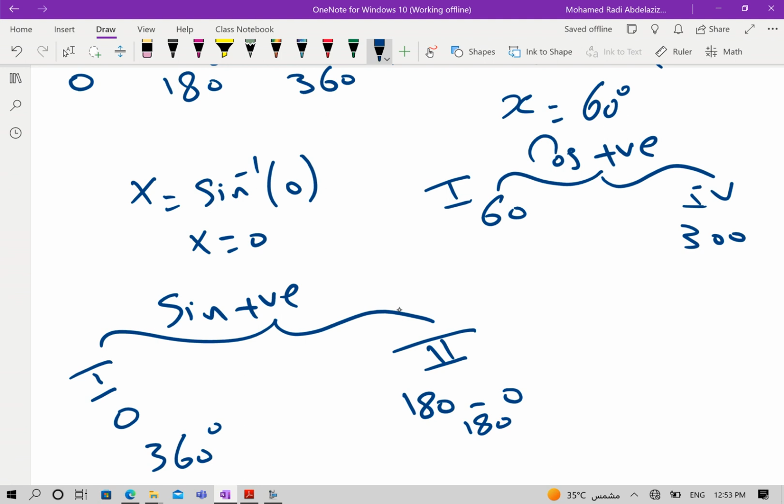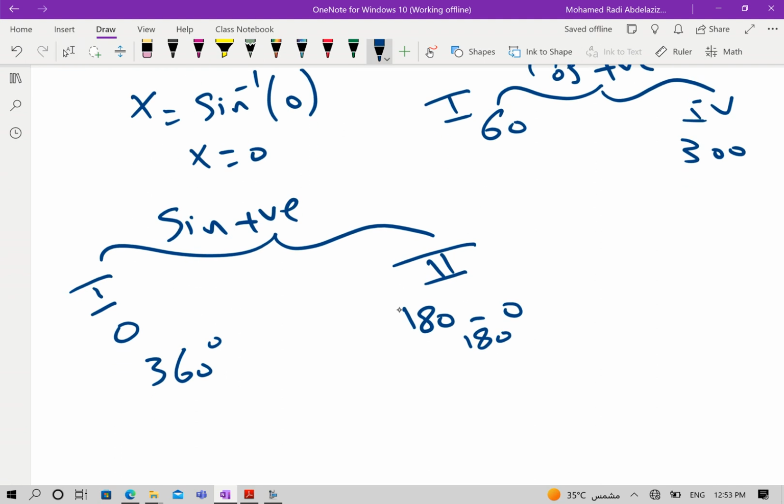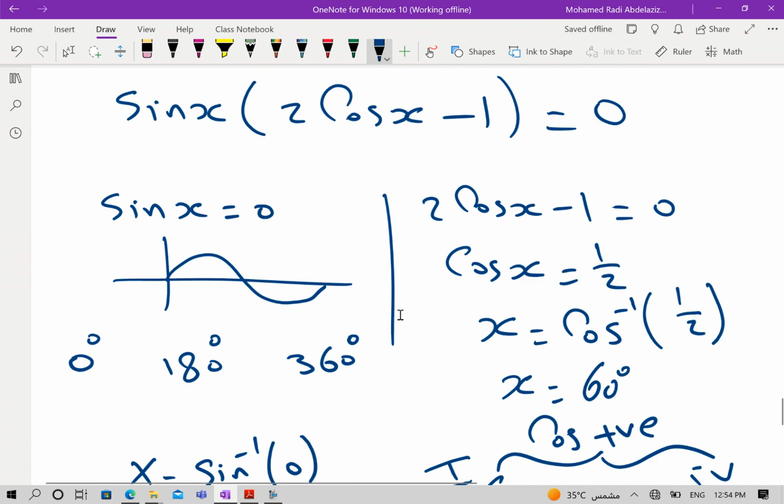Why do we consider 0 positive, when it is non-positive and non-negative? Even if you consider 0 as negative, sine is negative in which quadrant? Third and fourth. Third, 180 plus 0, you will get 180. Fourth, 360 minus 0, 360. So the same solution, even if you didn't recognize the graph.